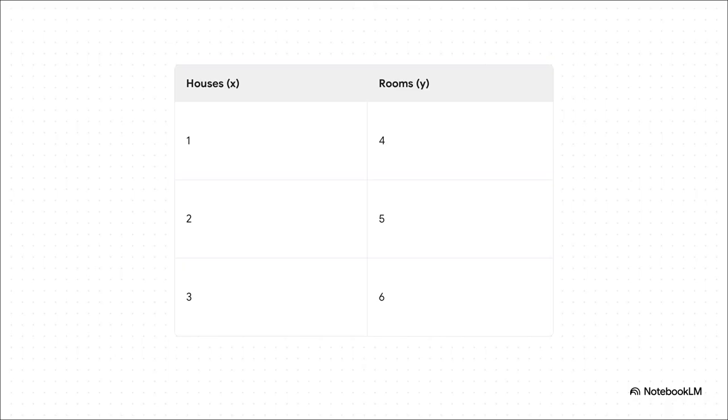Let's look at the actual numbers. So Solomon's plan is to add a fixed bonus of 3 rooms to each house. That means for one house, you get 1 plus 3, that's 4 rooms. For 2 houses, it's 2 plus 3, 5 rooms. You see the pattern, right? You just add 3 every single time. It's simple and really predictable.